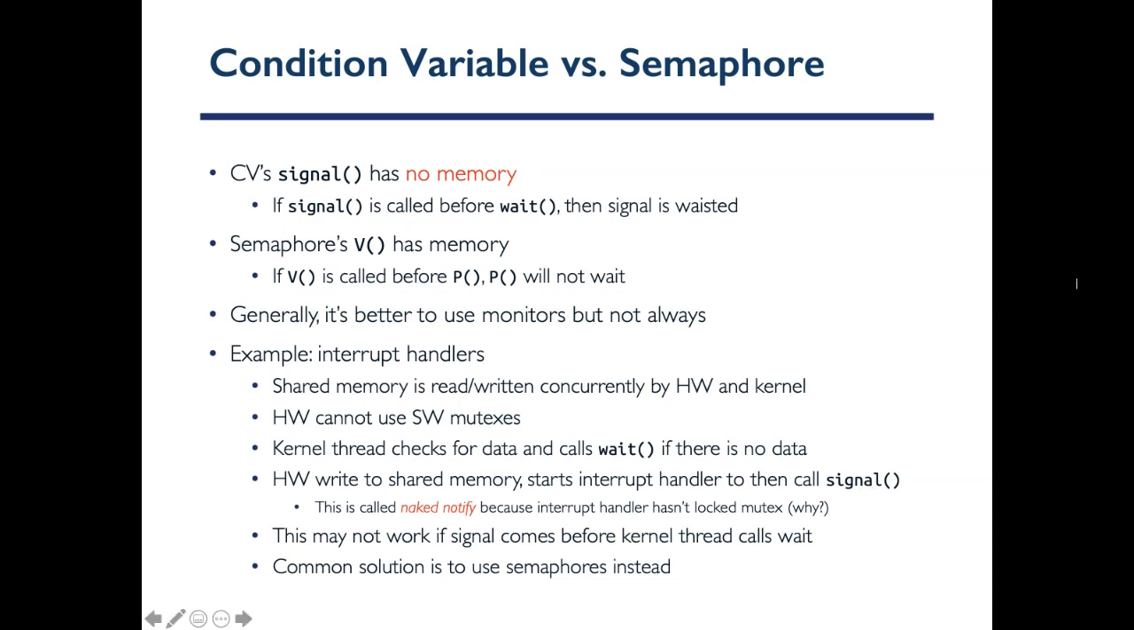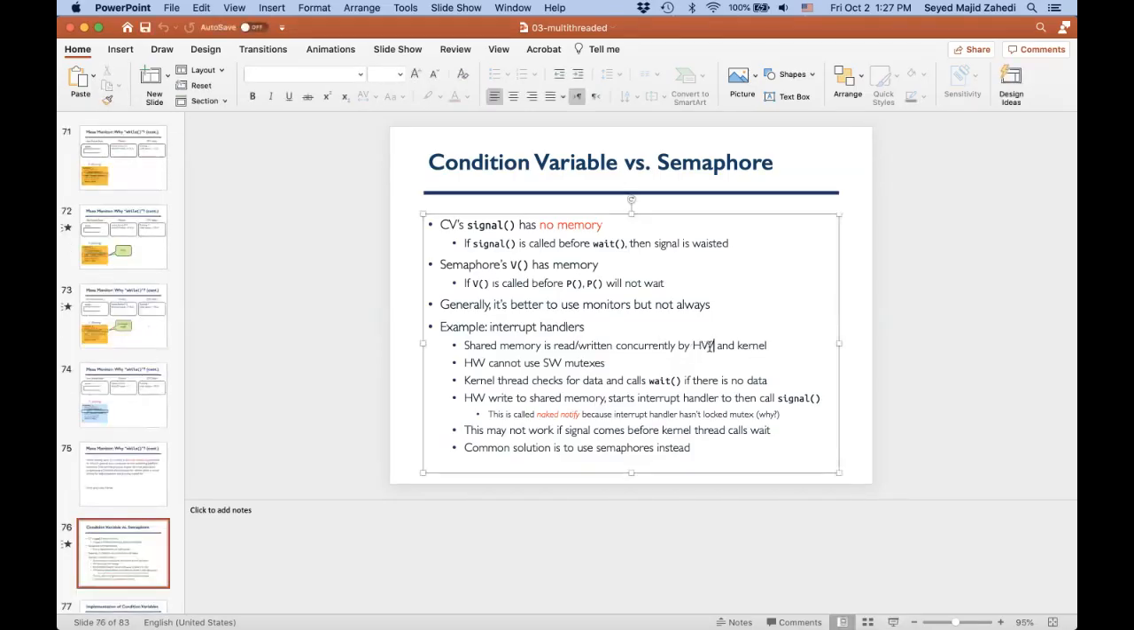Got a question. So are we talking about a condition variable or semaphore? So again, I think I confused everyone. So I'm going to go through this example one more time. So we're talking, let me just change the slide, with the interrupt handler.